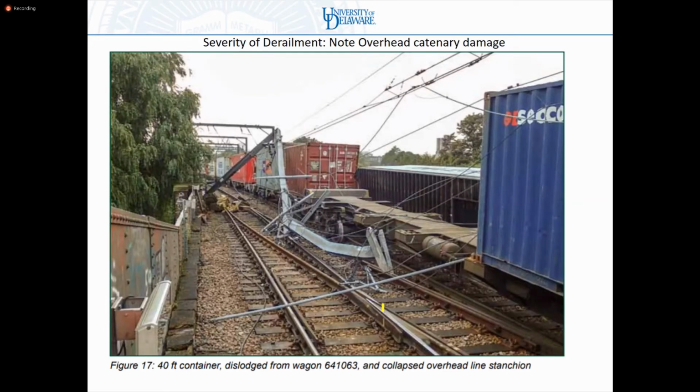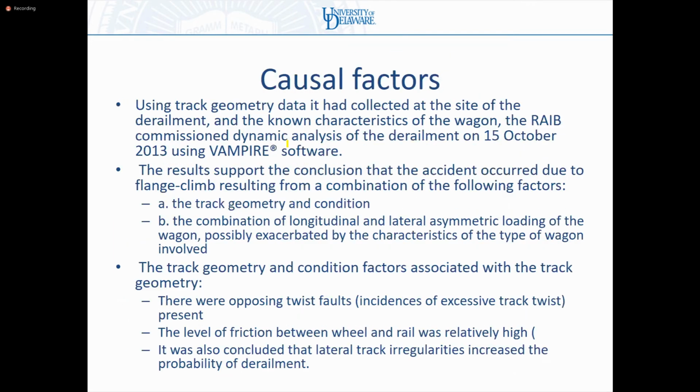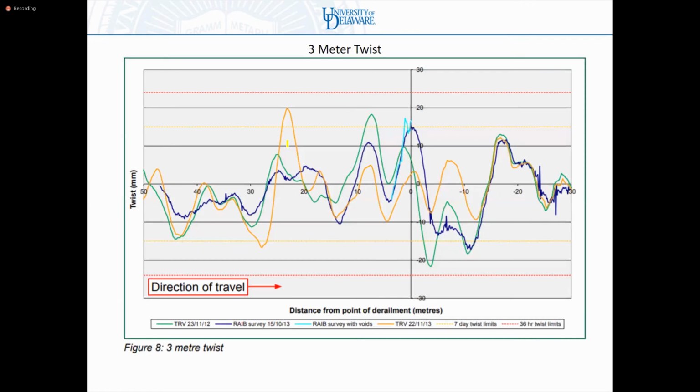Notice the overhead catenary damage. Some cat poles were knocked down. Okay, so in this particular case, the point of derailment was going into this curve here, and without spending a lot of time, the major point that they have here was a question of twist.